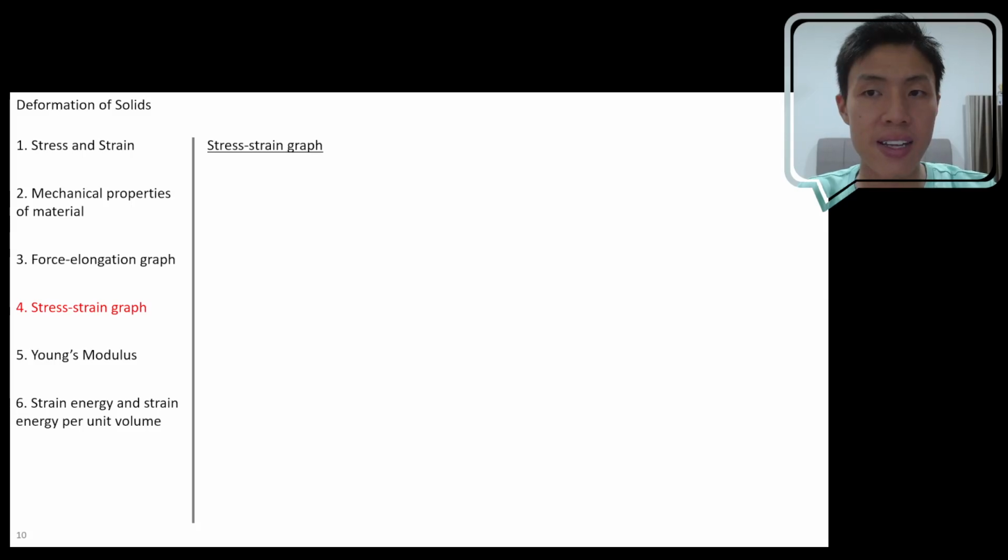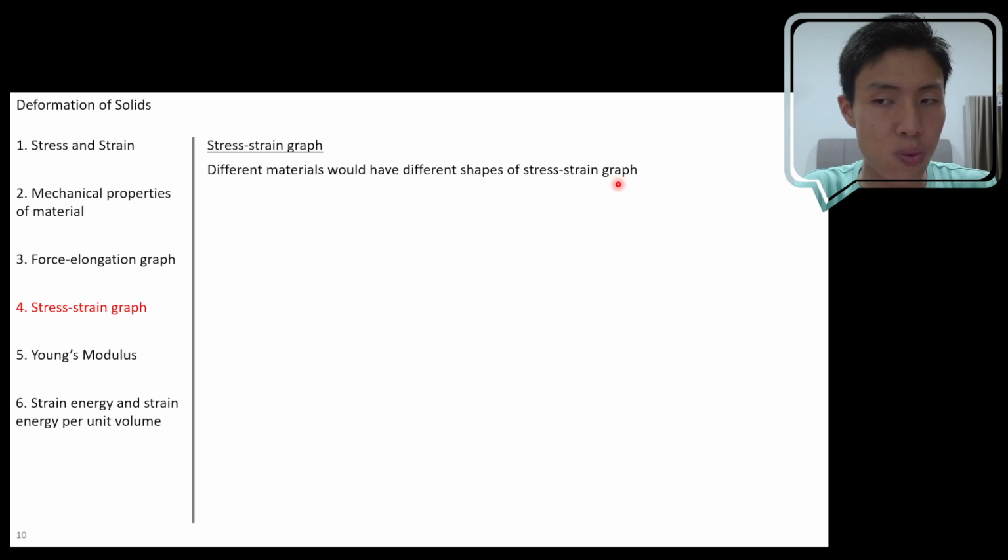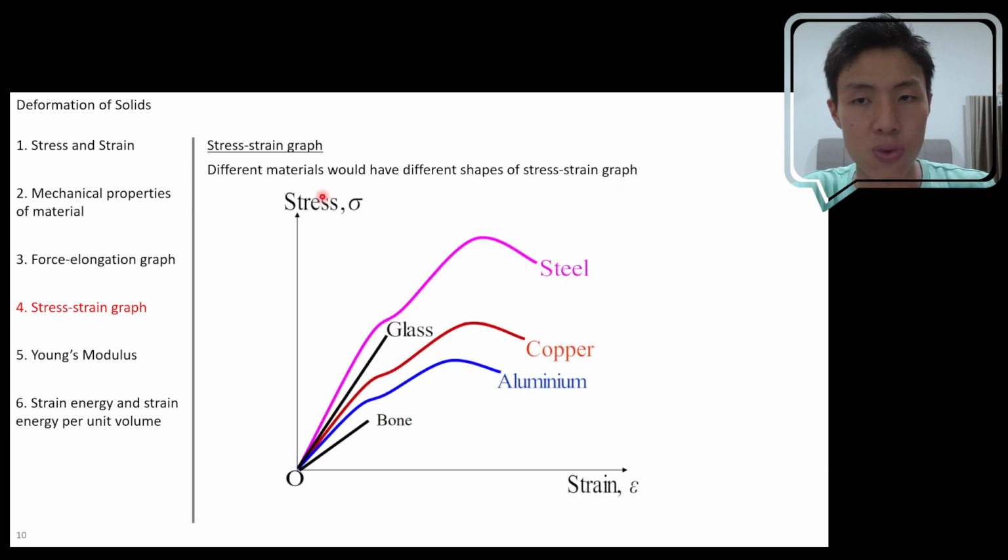Let's briefly analyze the stress strain graph for different types of material. Different materials would have different shapes for their stress strain graph. So I'm going to pop up a graph over here, to let you roughly see the shapes for a stress strain graph for different materials. You have your stress as your y-axis and your strain as your x-axis, and you can see how the stress strain graph looks for steel, glass, copper, aluminium, and bone.